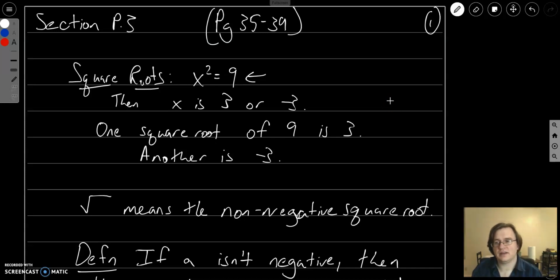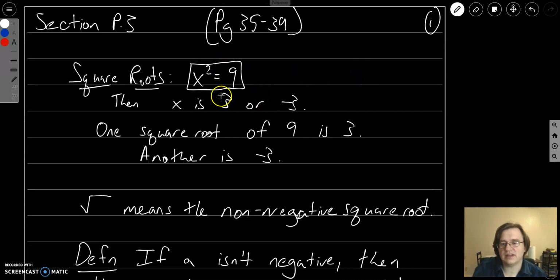Hello and welcome back. This video will be on the third section of the prerequisites chapter, which is all about square roots. And so first we'll look at this fairly simple equation, x squared is equal to 9.